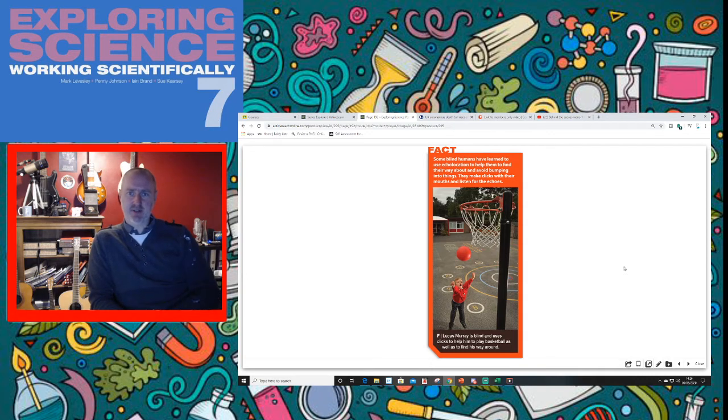And if you can see on the screen there, this boy is blind, but he can use clicks. He makes clicking sounds with his mouth, and by listening for the echoes where they come back, he can kind of form a picture of his surroundings.